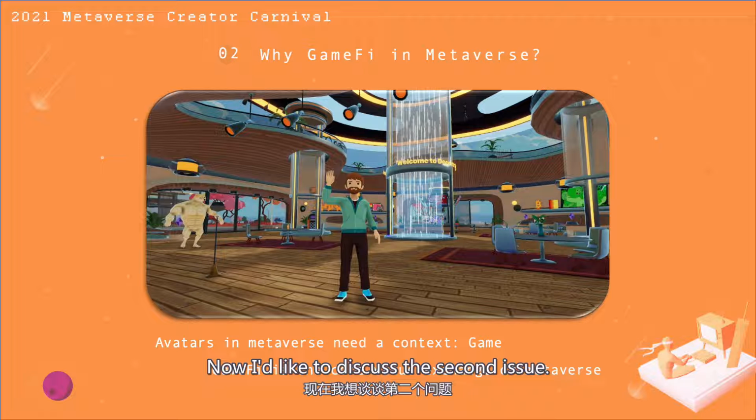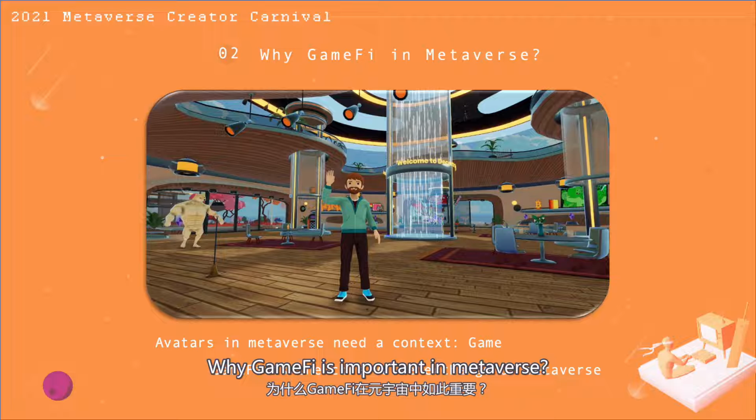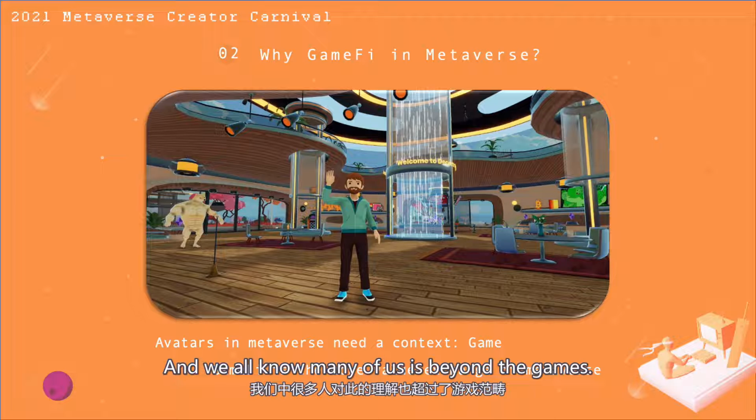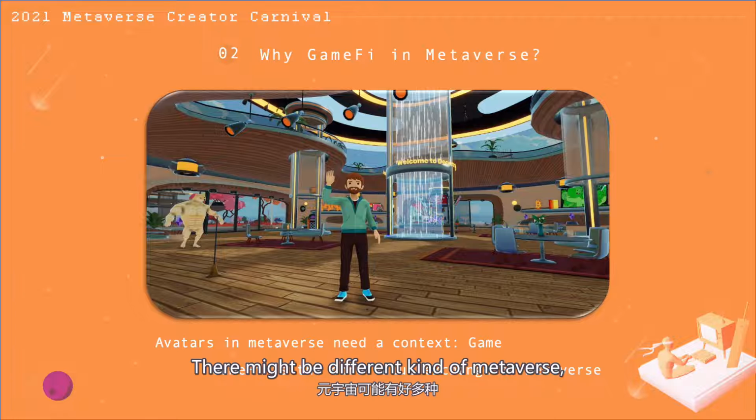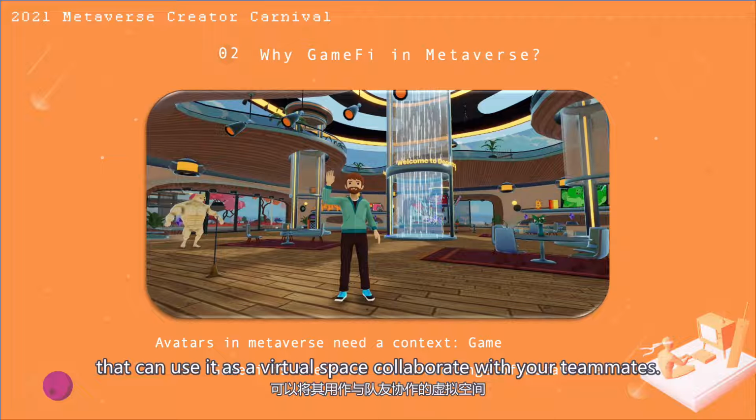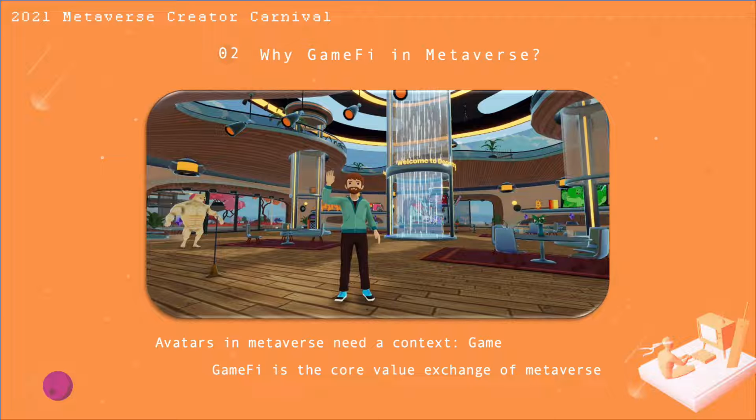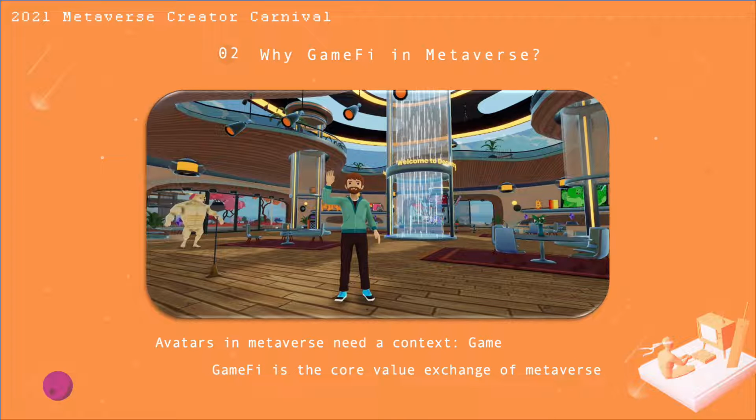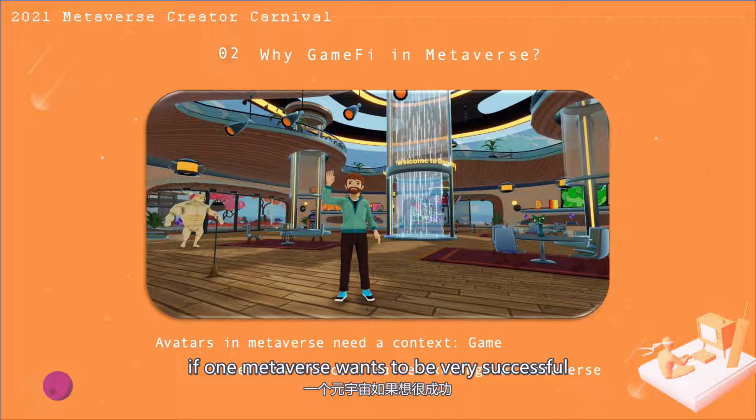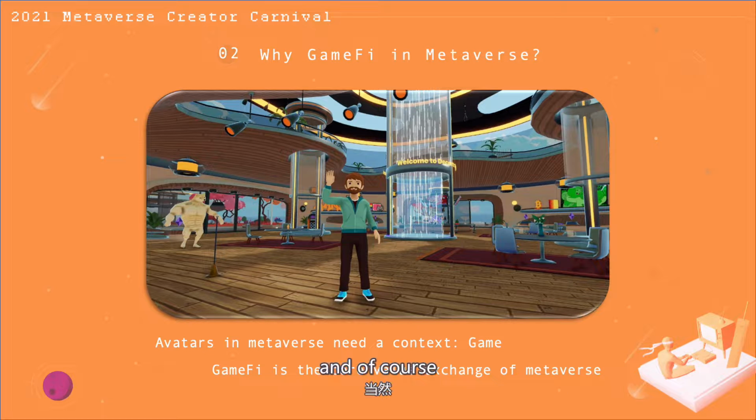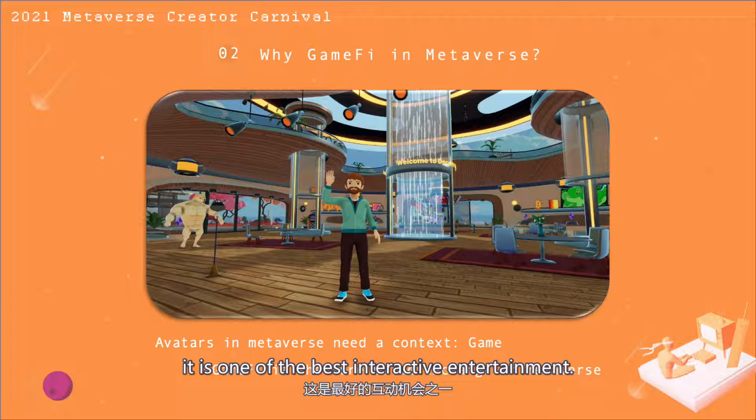Now I'd like to discuss the second issue, why Gamefi is important in Metaverse. Metaverse is extremely hot recently, and we all know Metaverse is beyond games. There might be different kinds of Metaverse, including a working Metaverse, that you can use as a virtual space to collaborate with your teammates. However, I have to mention that it is still important to have entertainment in Metaverse. In fact, if a Metaverse wants to be very successful, it wants to involve people in entertainment. And of course, gaming is one of the best interactive entertainments.